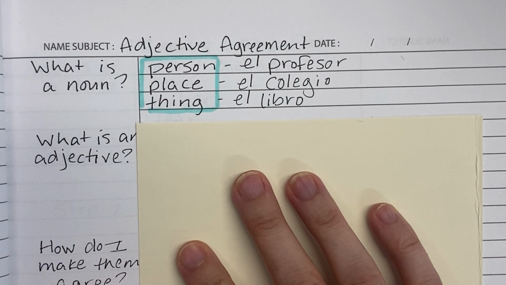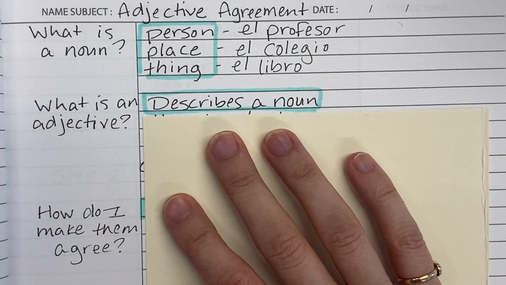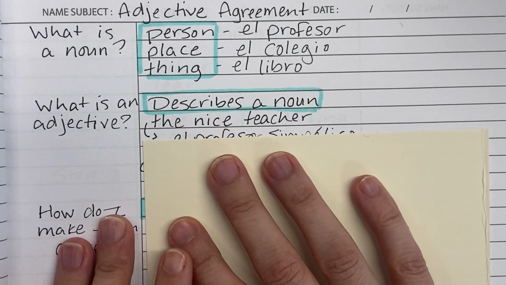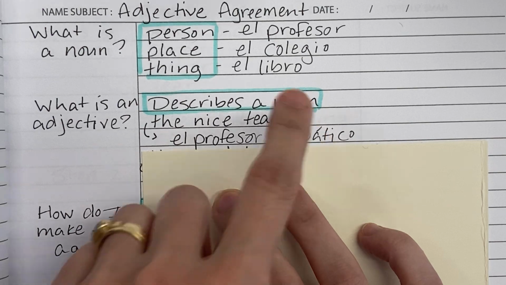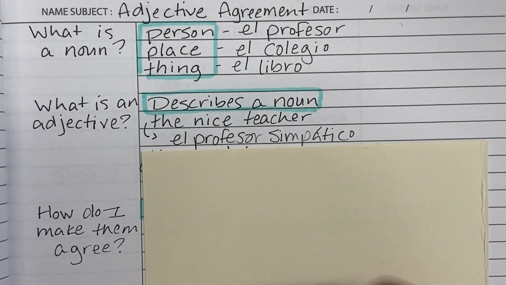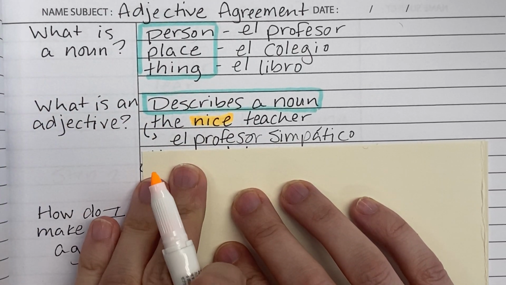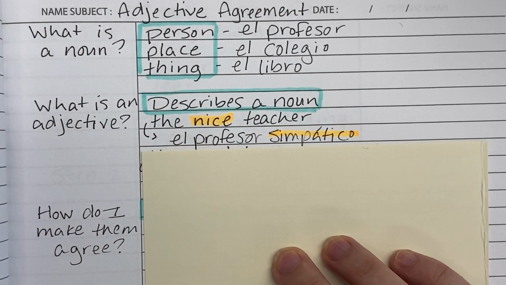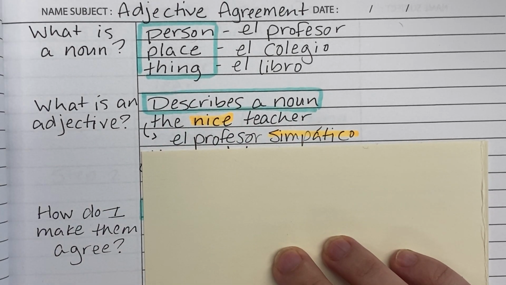Okay, so now what is an adjective? An adjective is a word that describes a noun. I'm going to give you a couple of examples in both English and Spanish. In the phrase the nice teacher or el profesor simpático, the noun is teacher, the adjective is nice. Or in Spanish, the noun is el profesor, the adjective is simpático. Notice that the adjective comes in front of the noun in English, but behind the noun in Spanish.